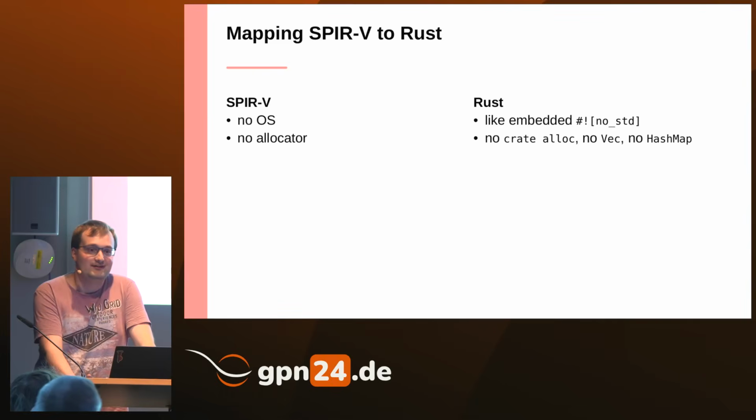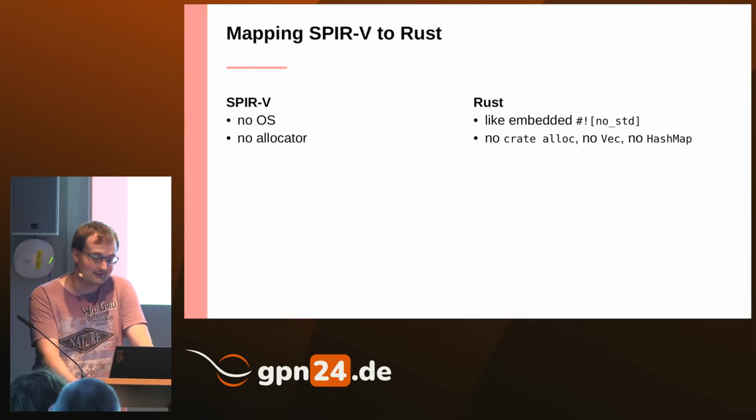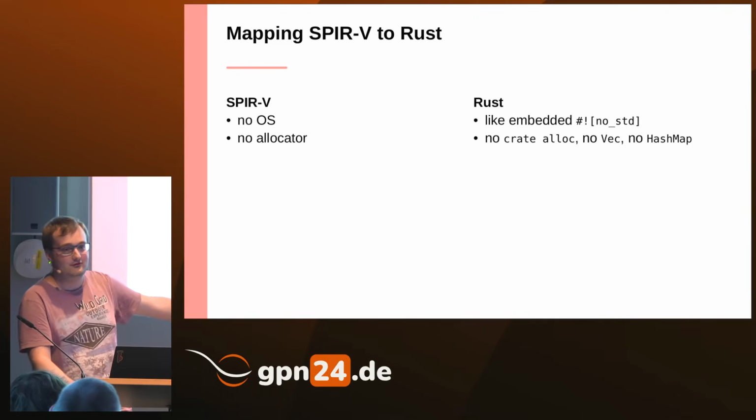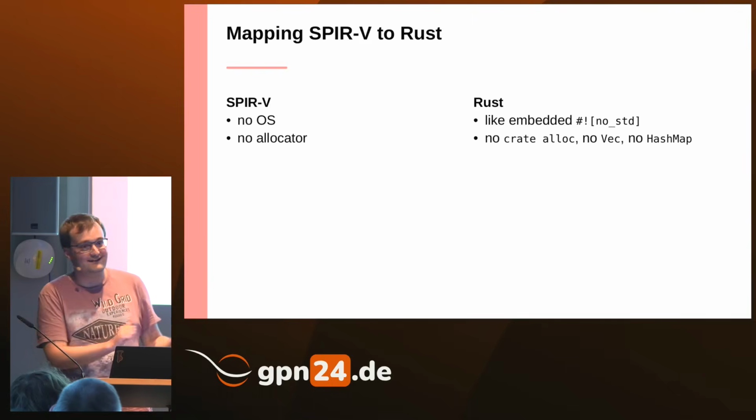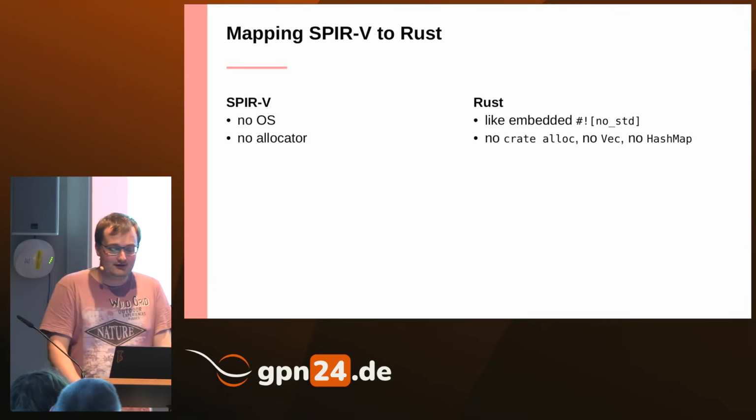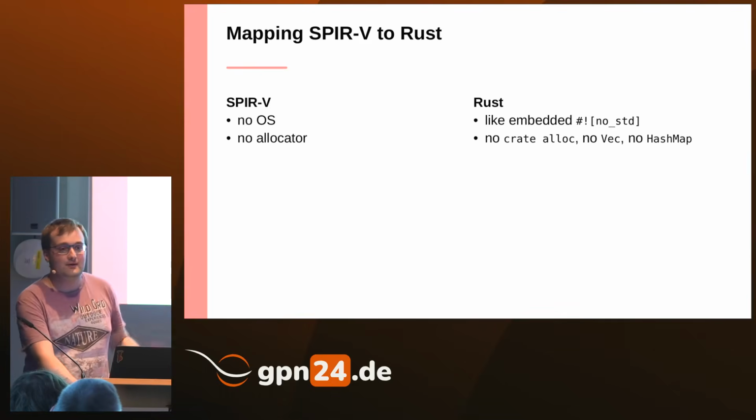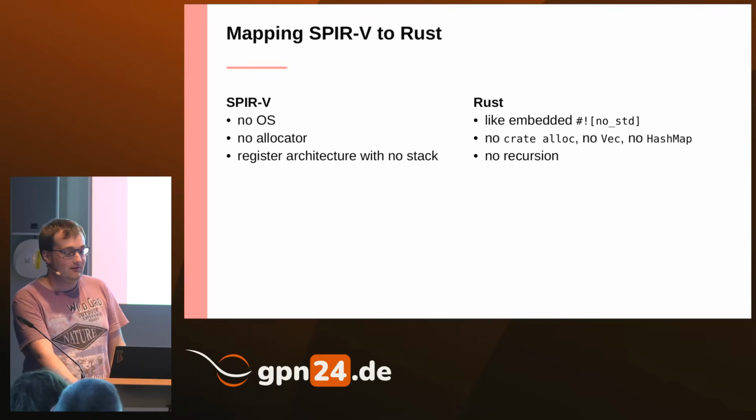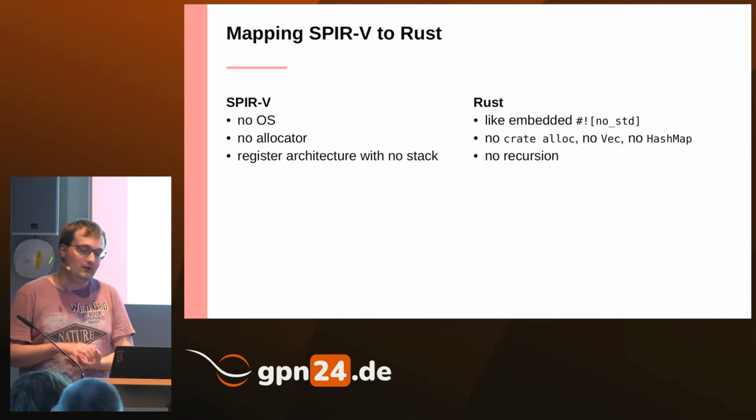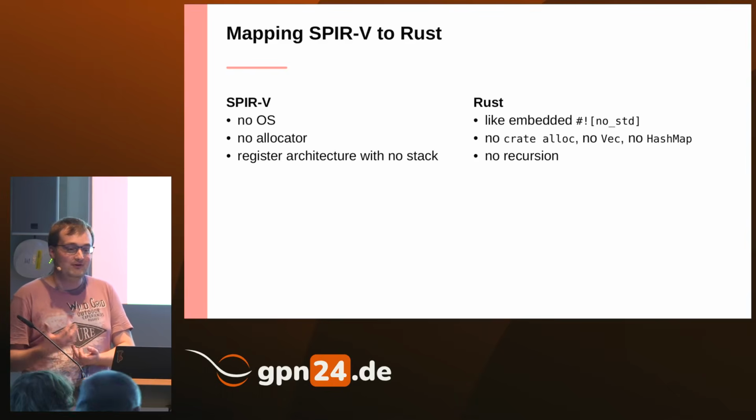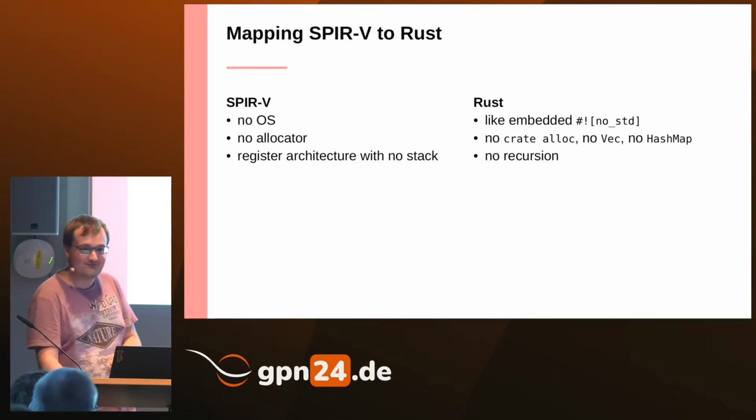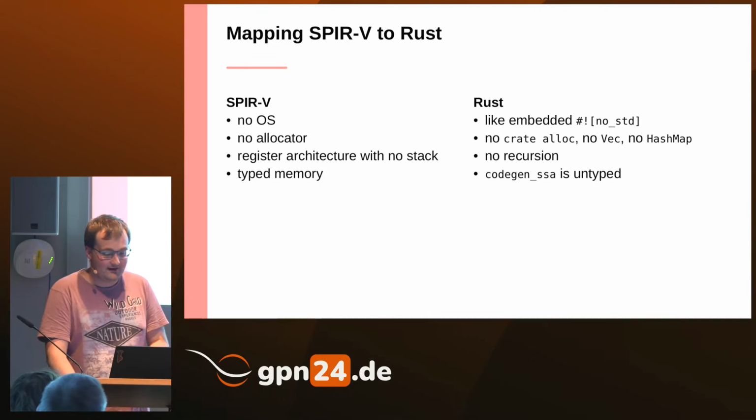You also get no allocator. Allocators on GPUs by default are not really a thing. So you get no crate alloc, which you see a lot of crates advertising like, I'm no_std compatible, but I need alloc. Well, those also won't work. So you also get no Vec, no HashMap, or sort of data containers. Also, SPIR-V really at its heart is a register architecture without a stack. So you also don't get any recursion. It just doesn't work on the platform.